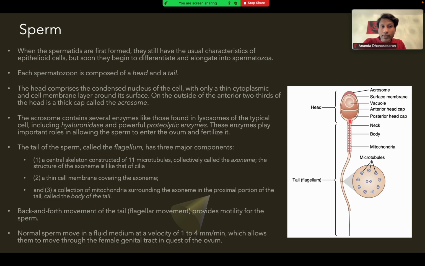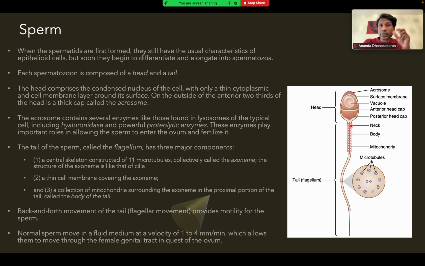And the tail contains three parts. There is a central skeleton which consists of 11 microtubules. They are called the axoneme. And there is a thin membrane which covers the axoneme. And there are multiple mitochondria. You can see that. And we know that mitochondria are the powerhouse of a cell. The energy produced by mitochondria is what keeps a cell working.